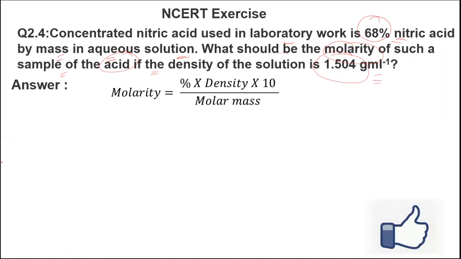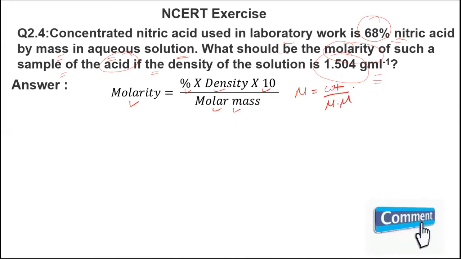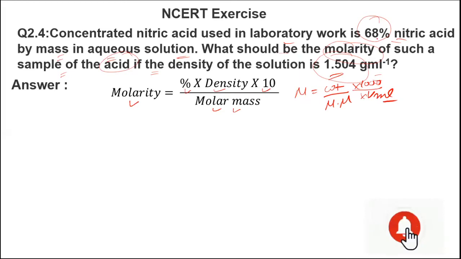We use the formula in this case: molarity is equal to percentage into density into 10 divided by molar mass. Normally, we calculate the molarity with the formula weight upon molar mass into 1000 upon V in ml. When density is given and percentage is given by mass in any question, then we can use this direct formula, that is molarity is equal to percentage into density into 10 upon molar mass.